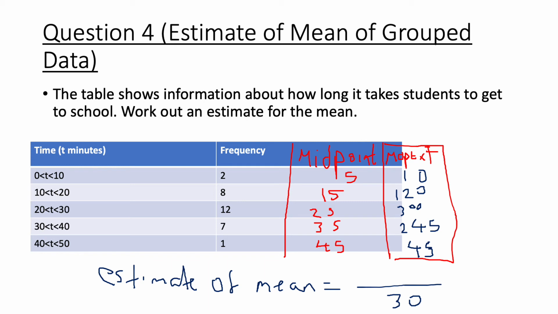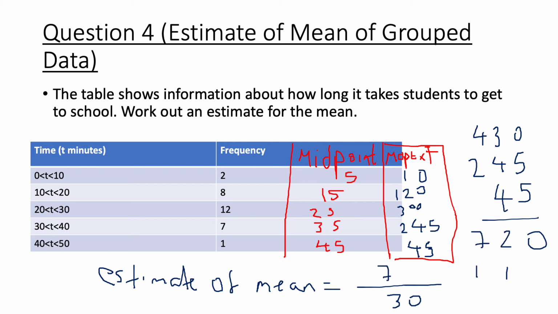I'm now going to work out the sum of this. So 10 plus 120 is 130. 130 plus 300 is 430. Plus 245 plus 45. I'm going to work this out without a calculator because I think I'm a bit quicker than ever. 0 add 5 add 5 is 10. So 0 carry the 1. 4 add 3 is 7. 8 add 4 is going to be 12. So it's 720 over 30, which actually gives us an answer of 24, guys, because 72 divided by 3 is 24.